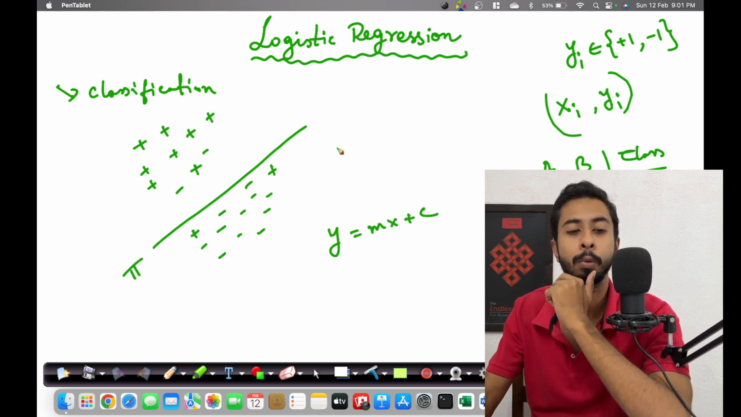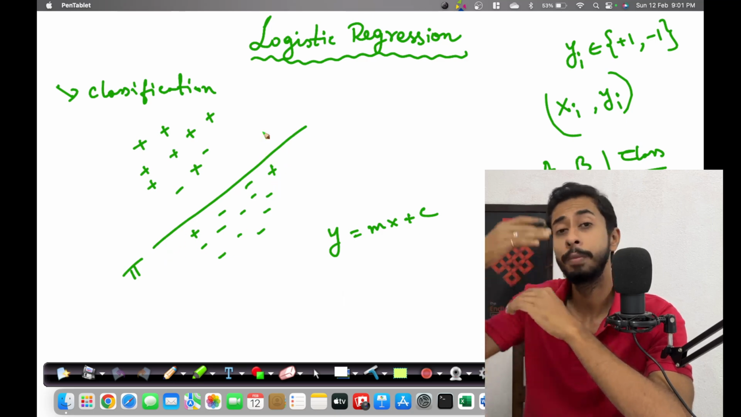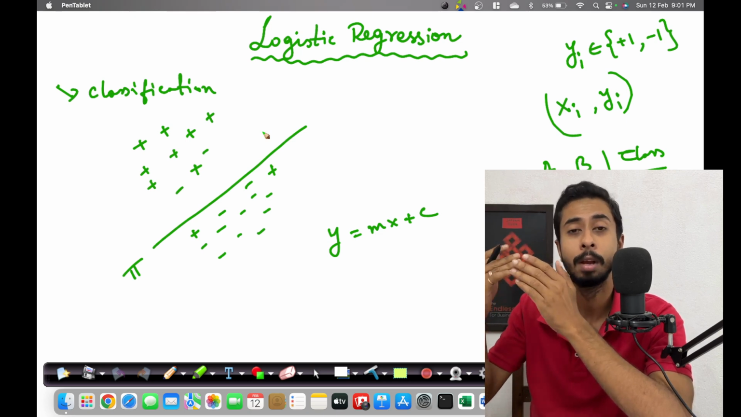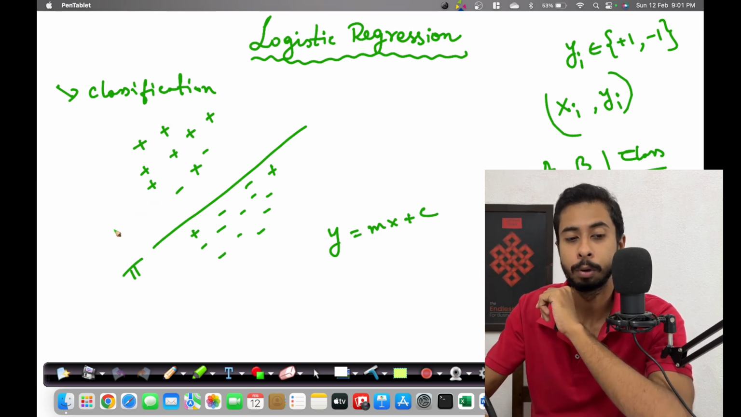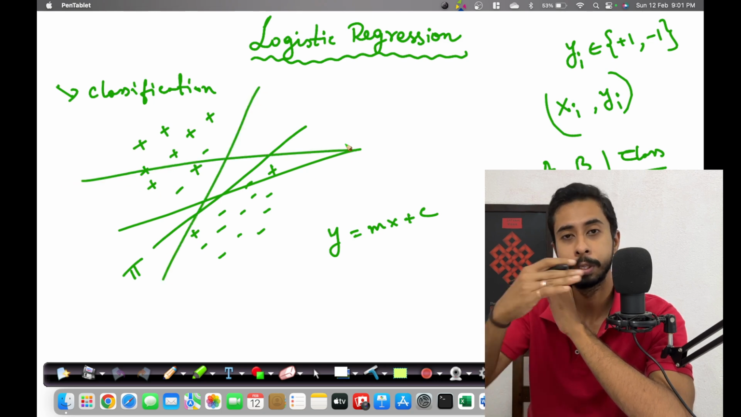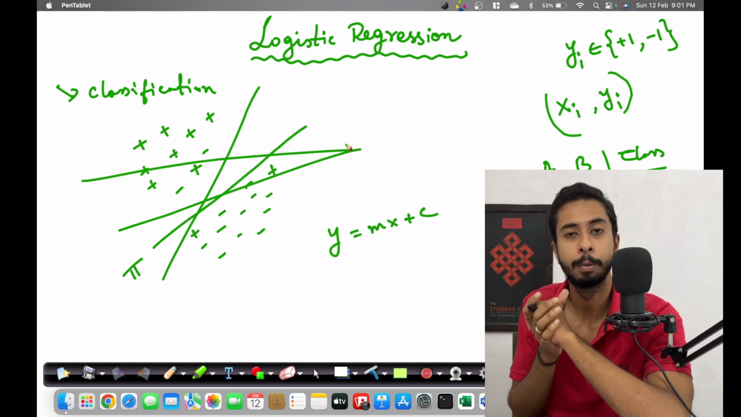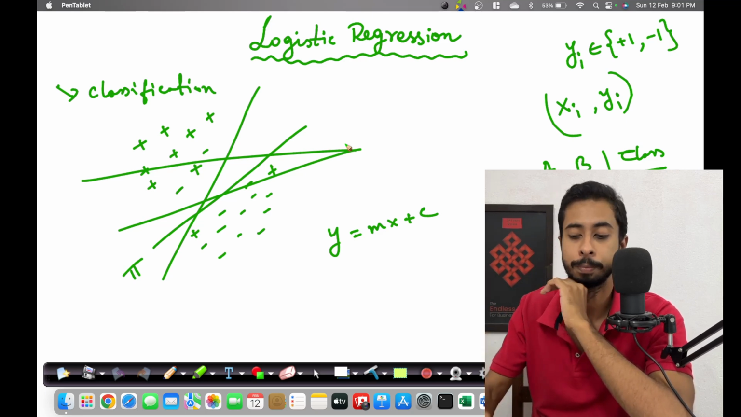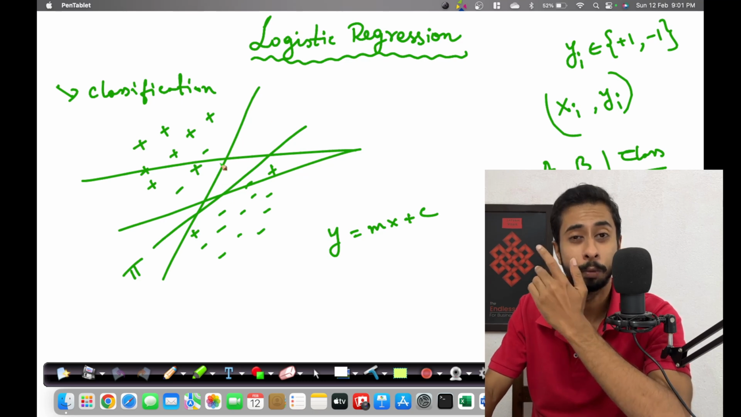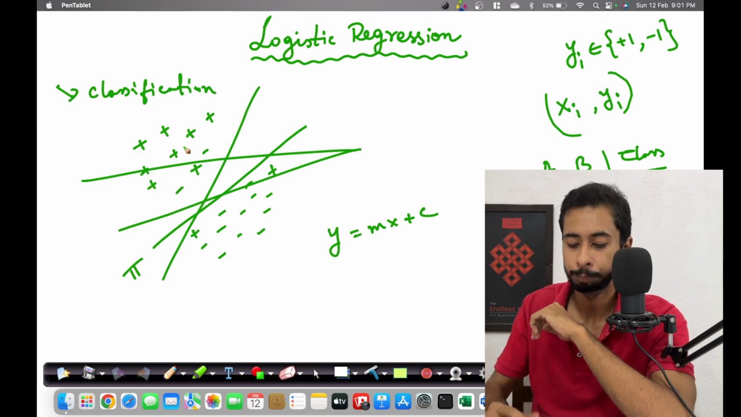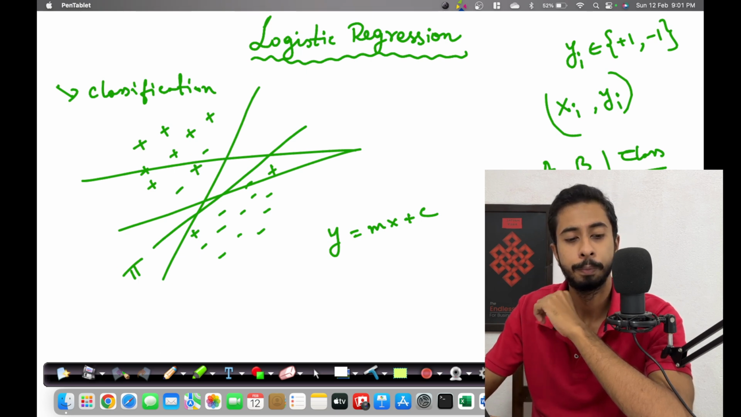We just want to find a line here which will separate the positive points from the negative points in the best possible way. Because there can be many different planes which can separate this kind of points. We can draw n number of lines, n number of planes, but we want the best one which separates them in the best possible way. That is our goal.